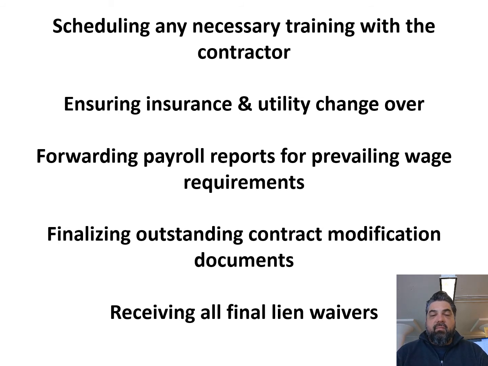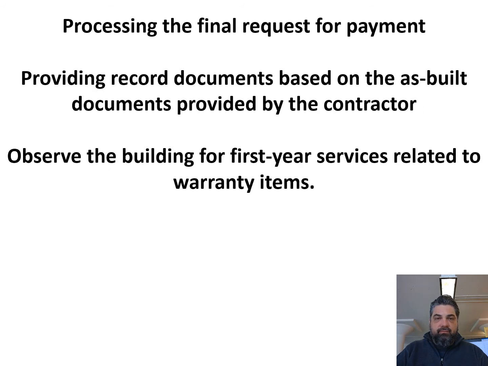Finalizing outstanding contract modification documents, making sure that all of the documents that you've issued during construction are signed and properly executed by all the parties. And then receiving all of the final lien waivers, making sure that none of the subcontractors or the general contractor have any lien rights on the owner's property because the owner has paid for everything that's due to those subcontractors and general contractors. You will be responsible for processing the final request for payment. That will be the final bill from the contractor that takes the value down to zero.